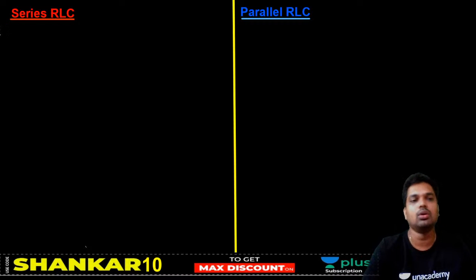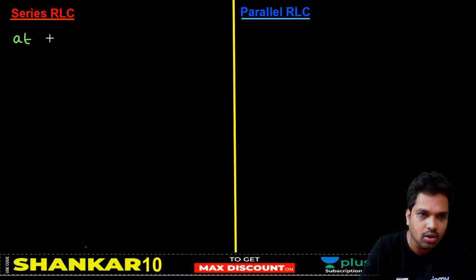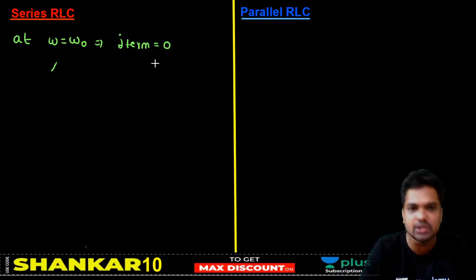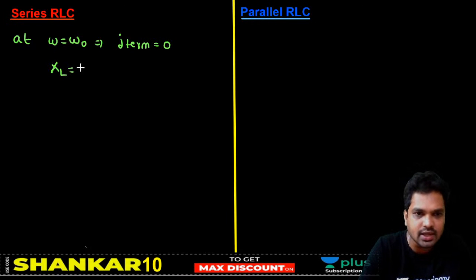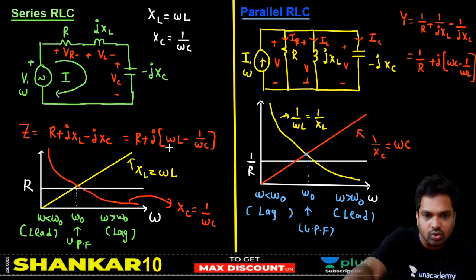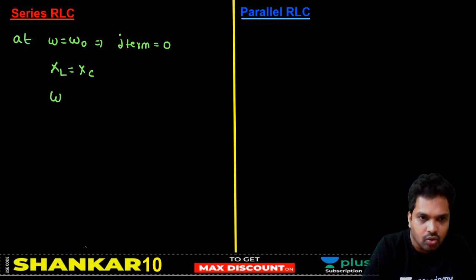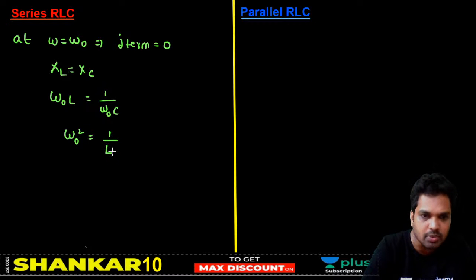Now let us analyze something more: resonant frequency. Please listen here carefully. At omega equal to omega naught, as we just discussed, the J term, the imaginary term of your impedance, must be 0. From the plot we can say XL must be equal to XC. It is not true every time; the J term should be 0. For that XL must be equal to XC in this case. If XL equals XC, omega naught into L must be equal to 1 by omega naught into C. That is omega naught square is 1 by LC.